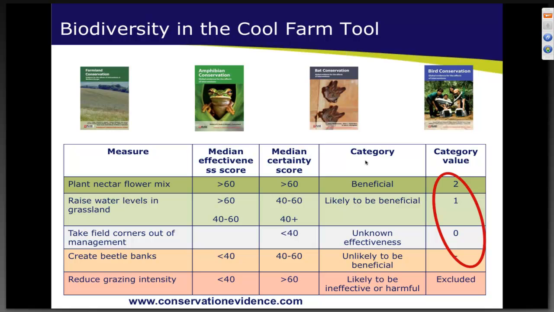So plant nectar flower mix got a weight of 2, raising water levels of grassland at a rate of 1, and taking field corners out of management. We don't know if it's effective, so it's got a score of 0. So to the simple scoring of the CLM Yardstick, we've now added a scientifically based weighting system to increase accuracy. And that's going to be the basis for biodiversity in the Cool Farm tool to be launched somewhere this spring.